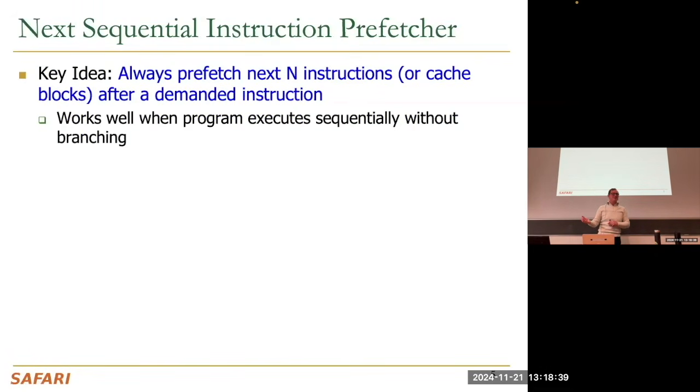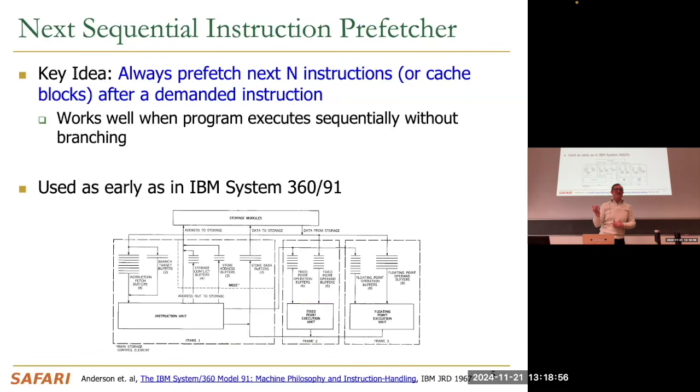So, the next sequential instruction prefetcher. We've seen next sequential for data; essentially, always prefetch the next n instructions, in this case, after a demanded instruction. This works well when the program executes sequentially without branching. Right? We've seen this for data also. If you're streaming through data, this also works nicely. And this is actually a very old idea.